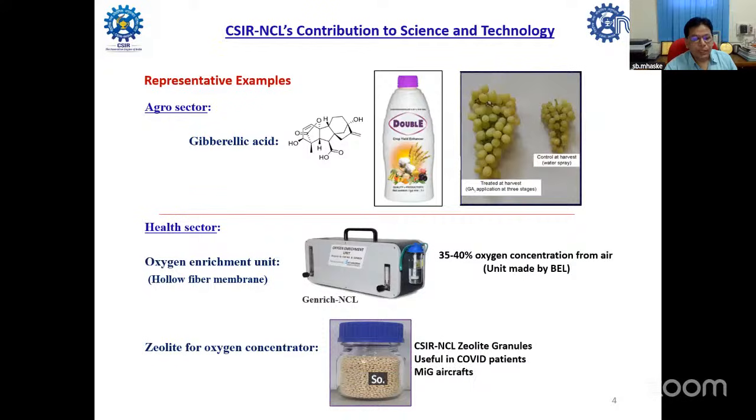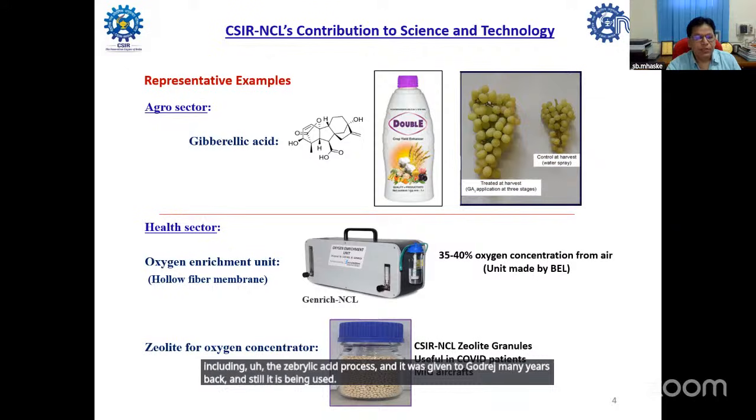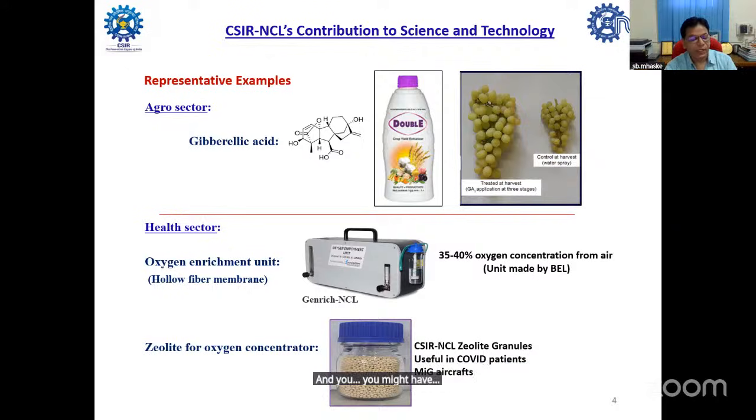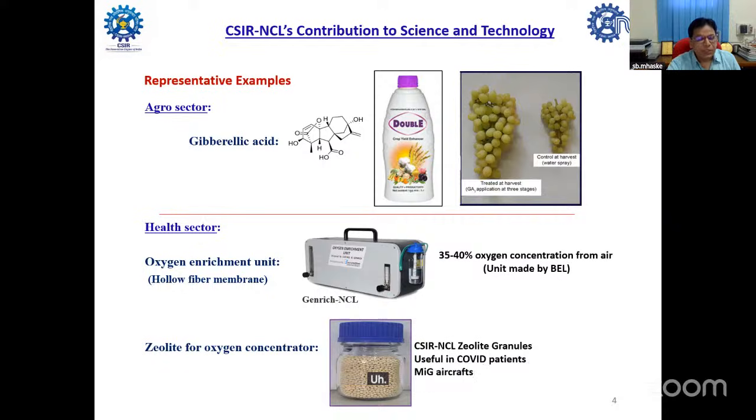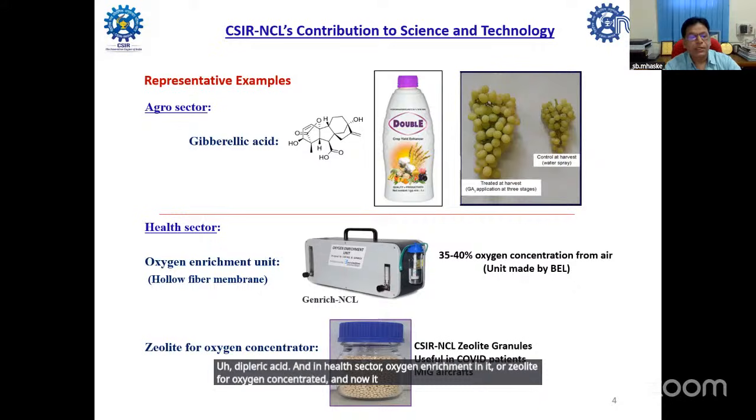So if you look at the other sectors like the agro sector or health sector, NCL has delivered in all the different areas of sciences, including the gibberellic acid process, and it was given to Godrej many years back, and still it is being used. And you might be aware that the crop production doubled or tripled after the use of this gibberellic acid. And in the health sector, oxygen enrichment unit or zeolite for oxygen concentrator, and now it is being tested in MiG aircrafts.